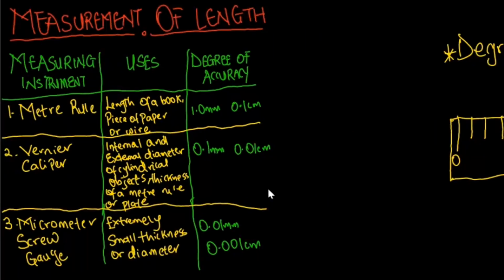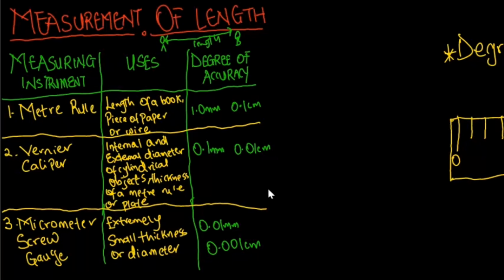In this section of this video, we are going to look at the measurement of length, particularly the measuring instruments, their uses and their degree of accuracy. But before doing that, we should understand what length is. Now, length is the extent in space, or simply put, the distance between 2 points. So let's say this is point A and this is point B. The distance between point A and point B is what we refer to as length.